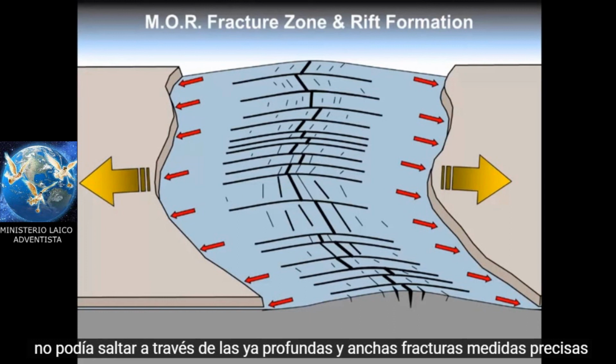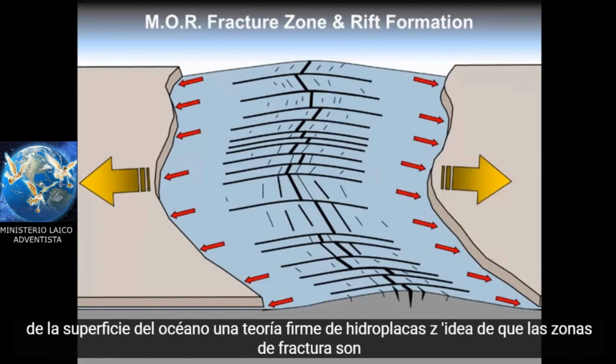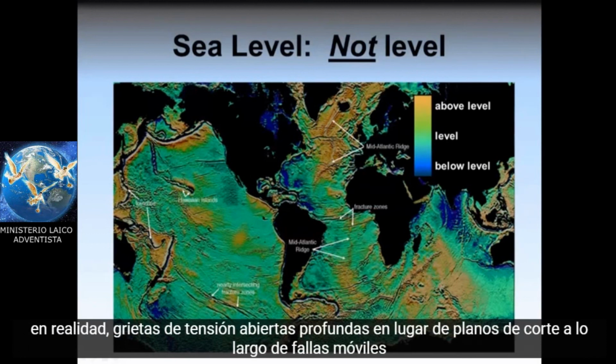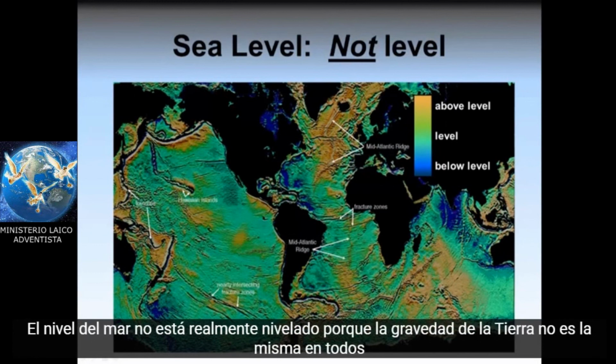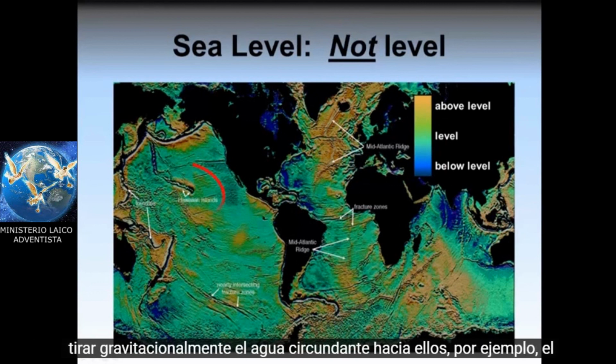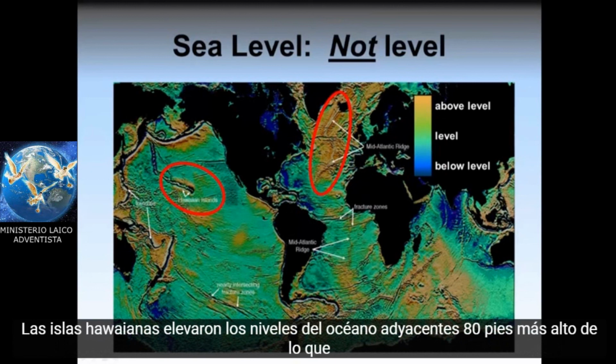Precise measurements of the ocean's surface affirm hydroplate theory's idea that fracture zones are actually deep open tension cracks rather than shear planes along shifting faults. Sea level is not actually level because Earth's gravity is not the same in all locations. Large massive objects like island chains or the mid-oceanic ridge gravitationally pull the surrounding water up toward them. For example, the Hawaiian Islands raise the adjacent ocean levels 80 feet higher than they would be if those islands weren't there.